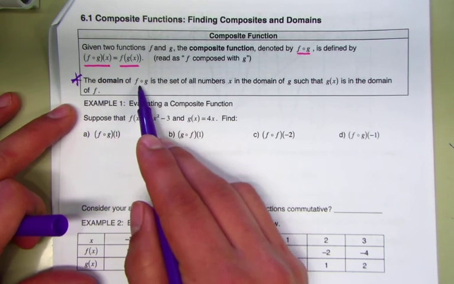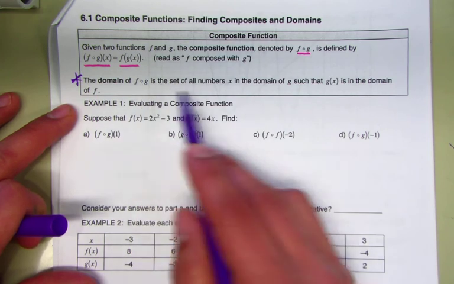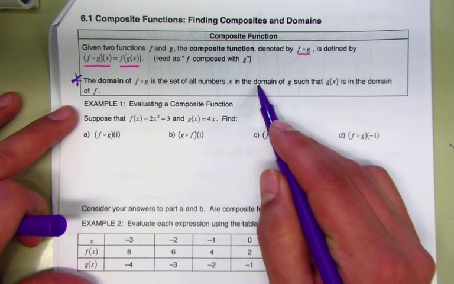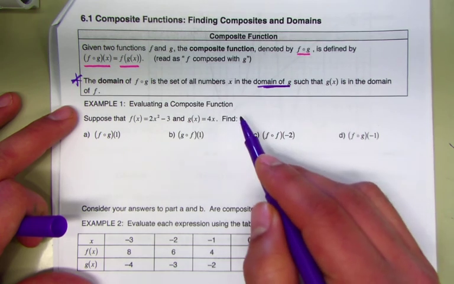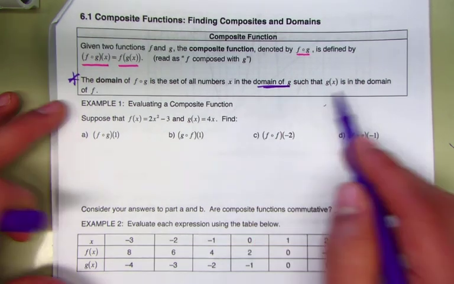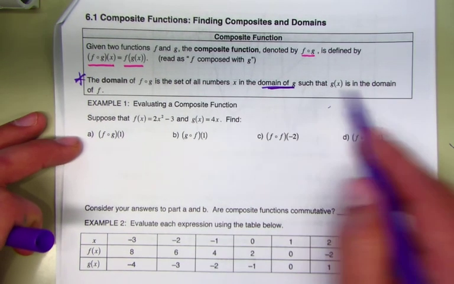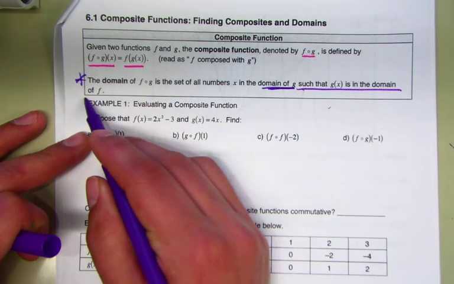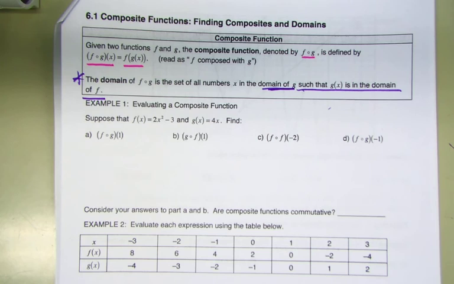The domain of the composition is the set of all real numbers x that are in the domain of g, such that g of x is in the domain of f. It's kind of wordy, but we'll do some domain examples later, okay?